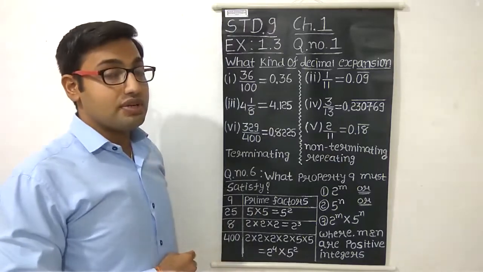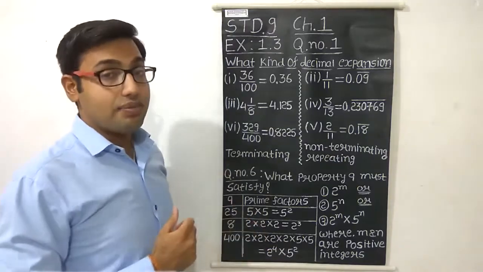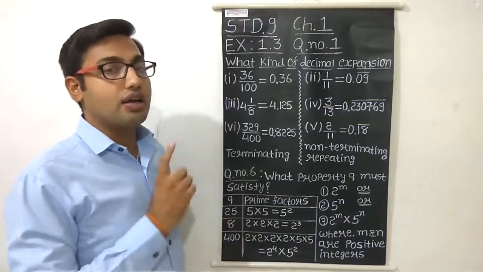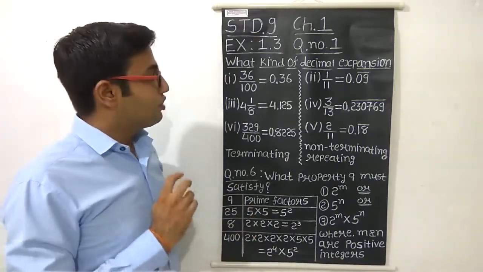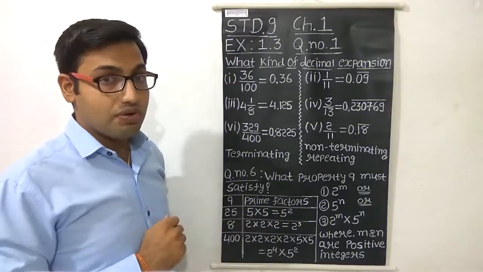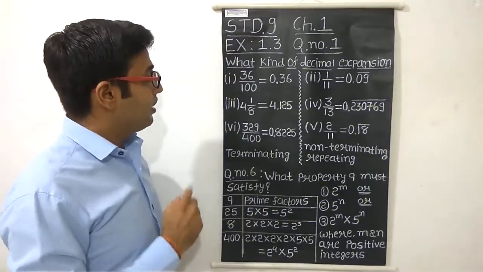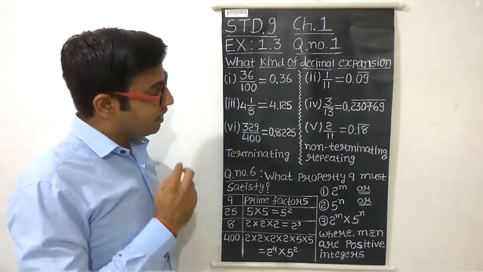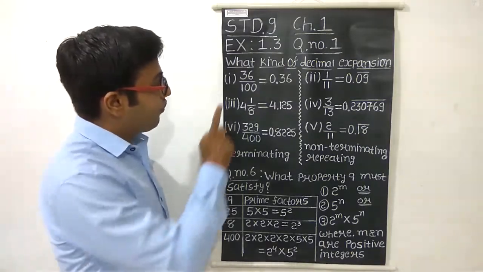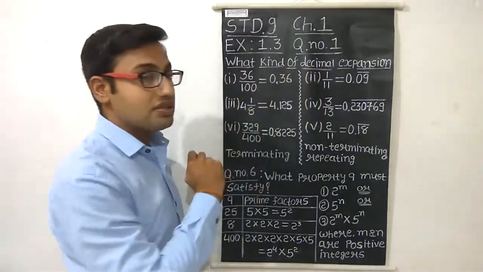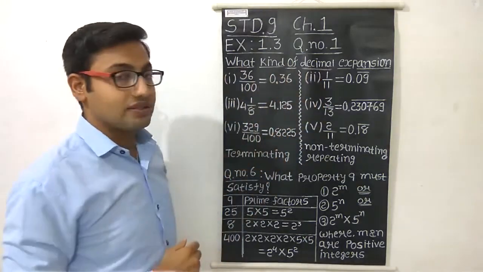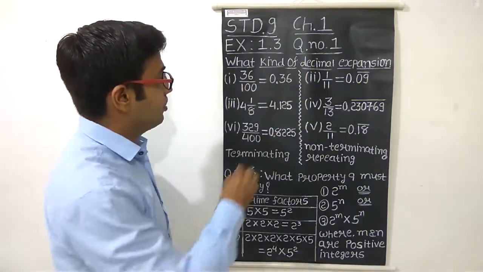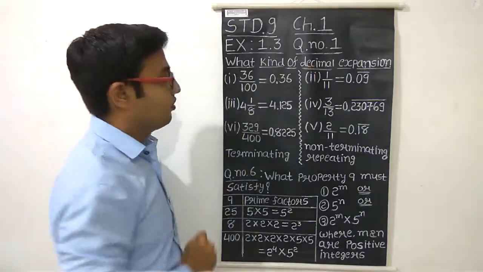And what kind of decimal expansion does an irrational number have? An irrational number has a non-terminating, non-recurring decimal expansion. So what is the question? Question number 1 gives some rational numbers, and we have to identify what kind of decimal expansion each of them has, right? So we will start with the first sub-question.